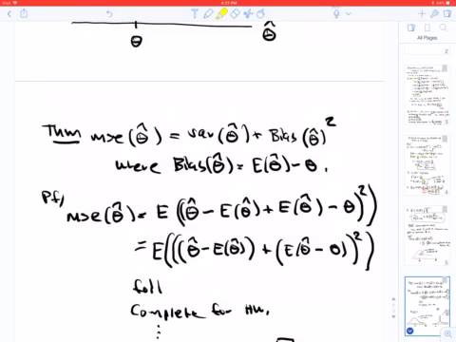So bias is 0 when the expectation of the estimator is theta itself. You should put here a parenthesis.